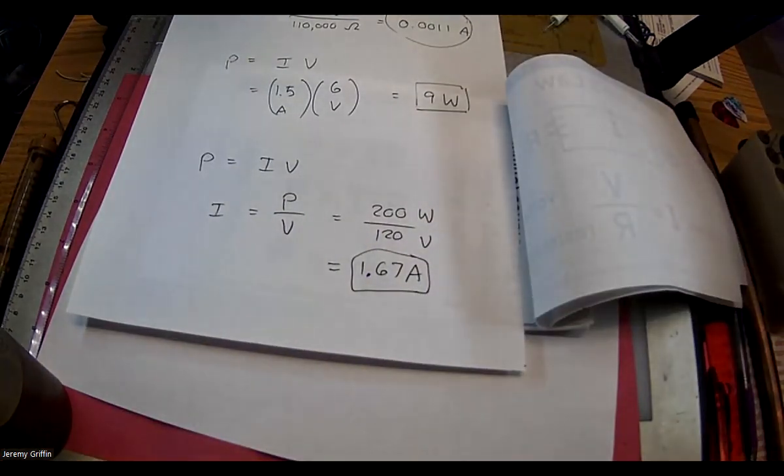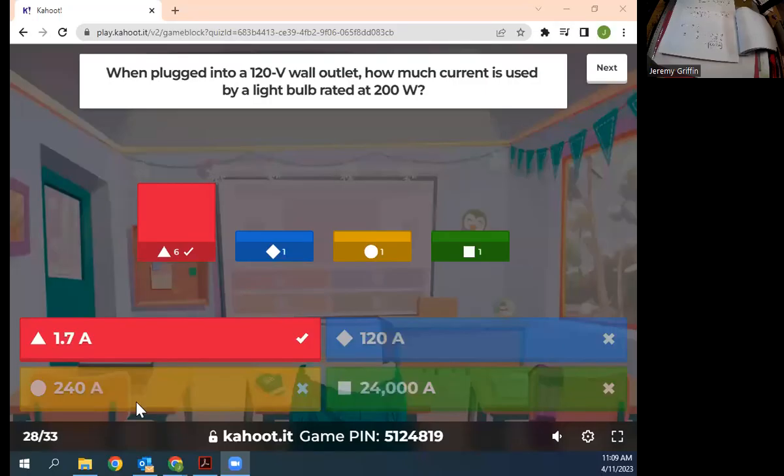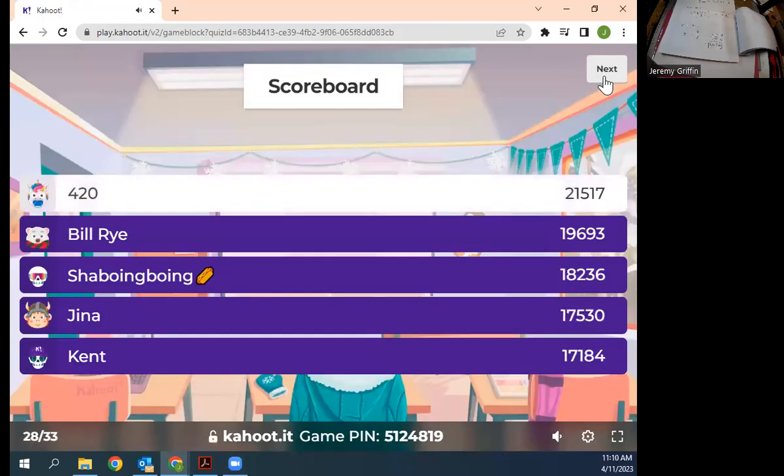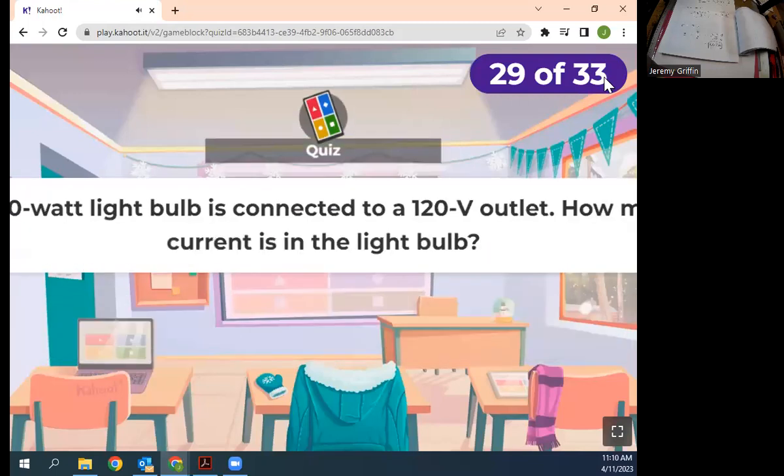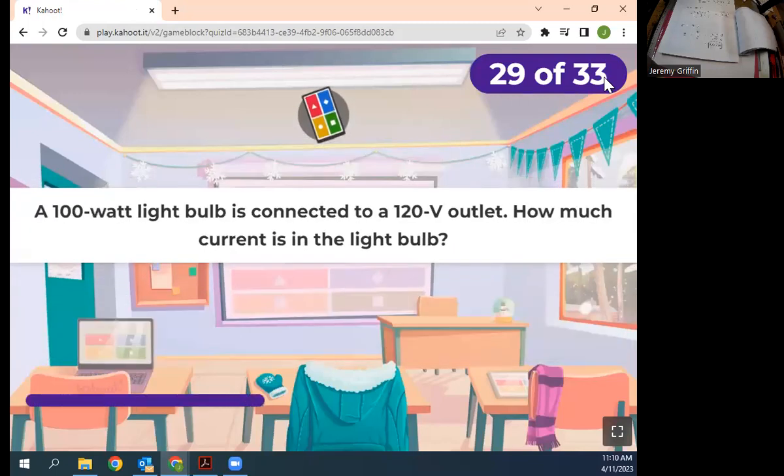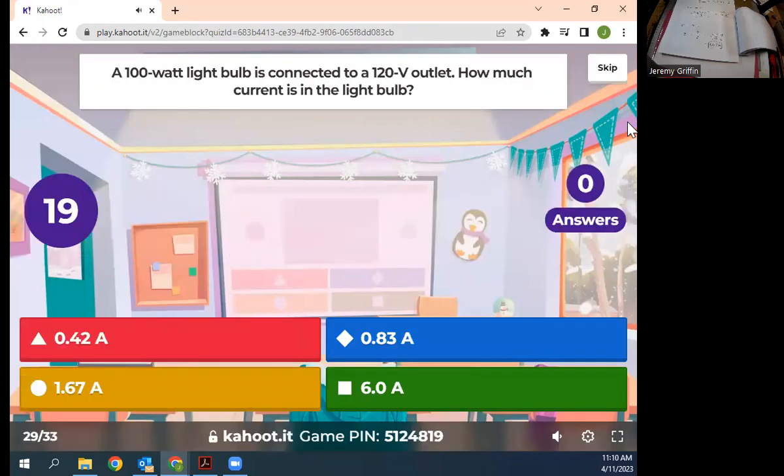Joule's law. Let's rearrange Joule's law a little bit. That right there. Everybody right? A 100-watt light bulb connected to 120 volts. How much current?